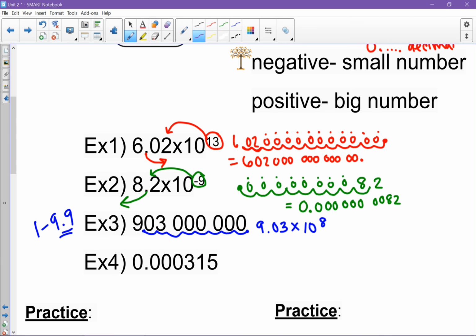Let's try one more. Here I have to decide where the decimal is going to go. My goal is between 1 and 9.9. If I put the decimal here, 3.15 falls into that range. So that's okay for the first number, times 10. Now it started over here, it was given. We moved it 1, 2, 3, 4 times. But because this is a small decimal number, I have to make my exponent negative. So that's all there is.